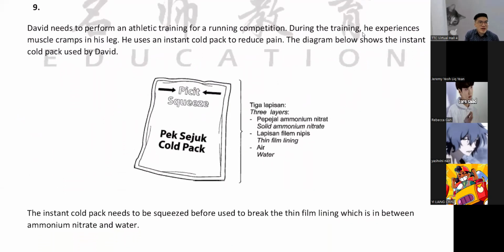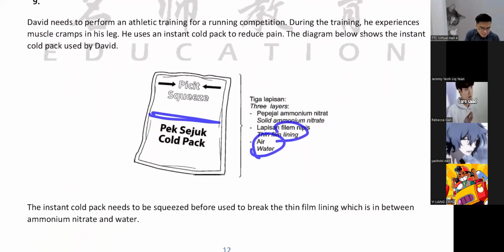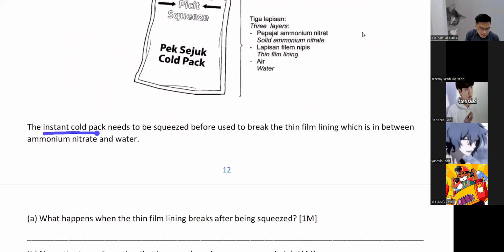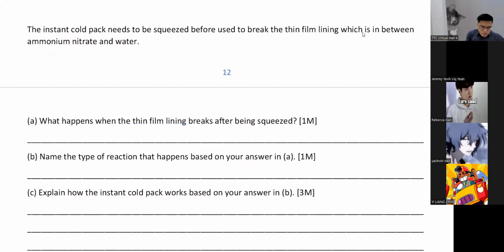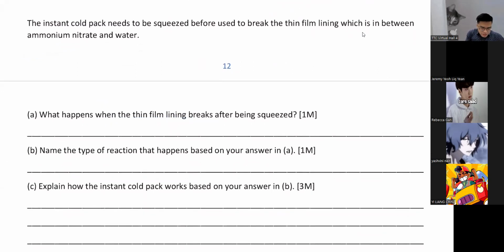David needs to perform an athletic training for running. So this is the ammonium nitrate. This is the cold pack. They put water inside, and then there's a thin film inside, like I said. The instant cold pack needs to be squeezed before use to break the thin film lining, which is between the ammonium nitrate and water. What happens when the thin film lining breaks after being squeezed? The temperature will decrease. It becomes cold, right?